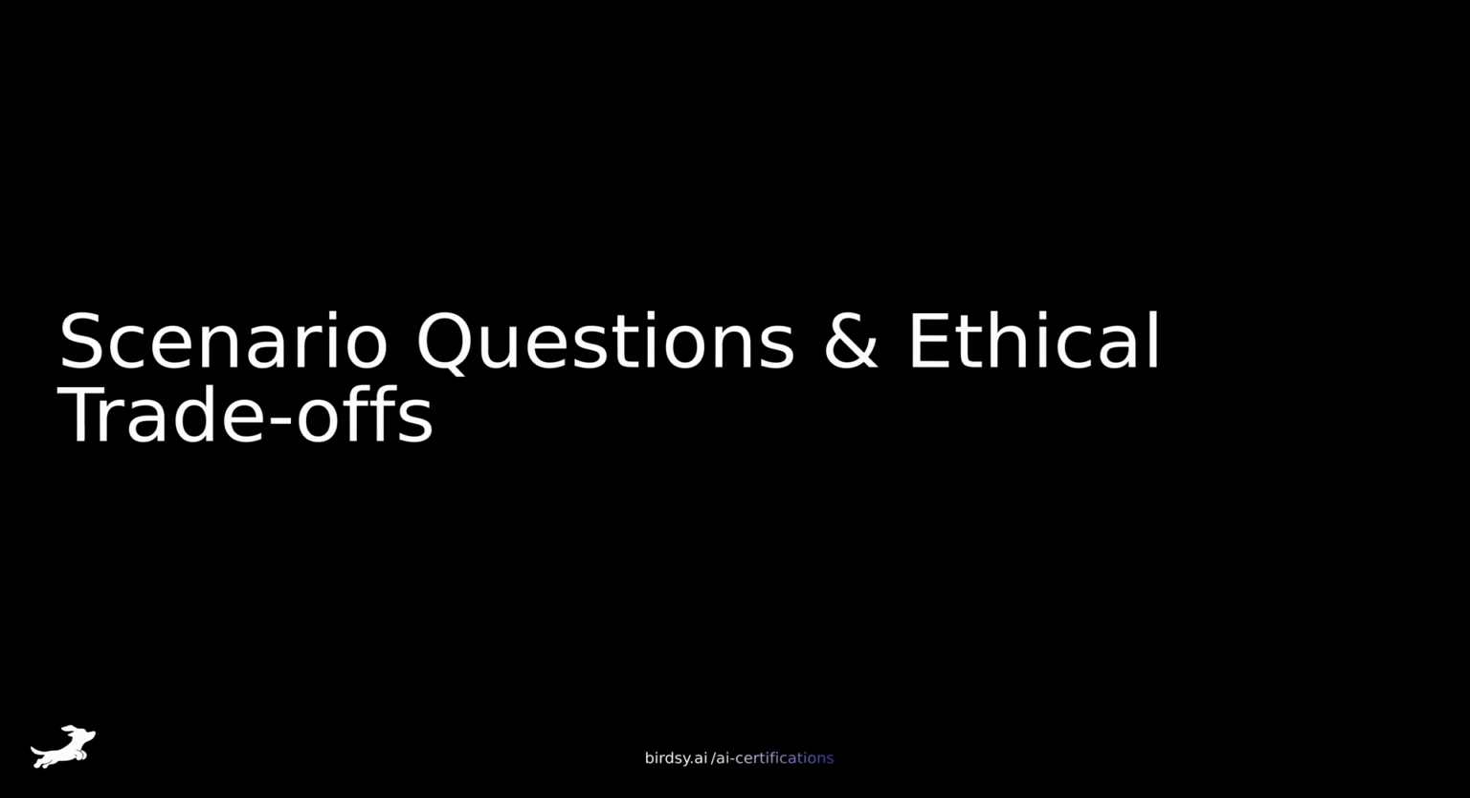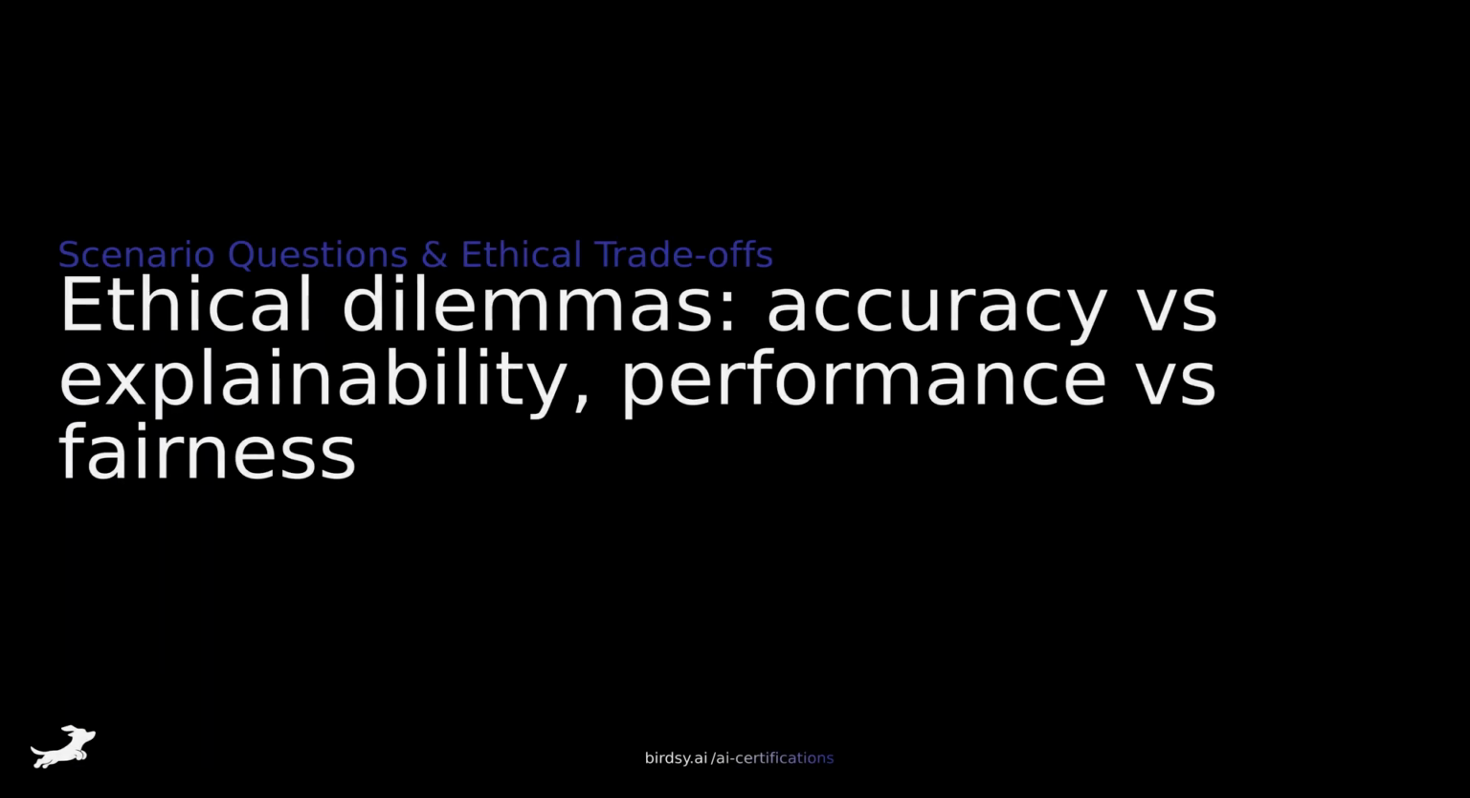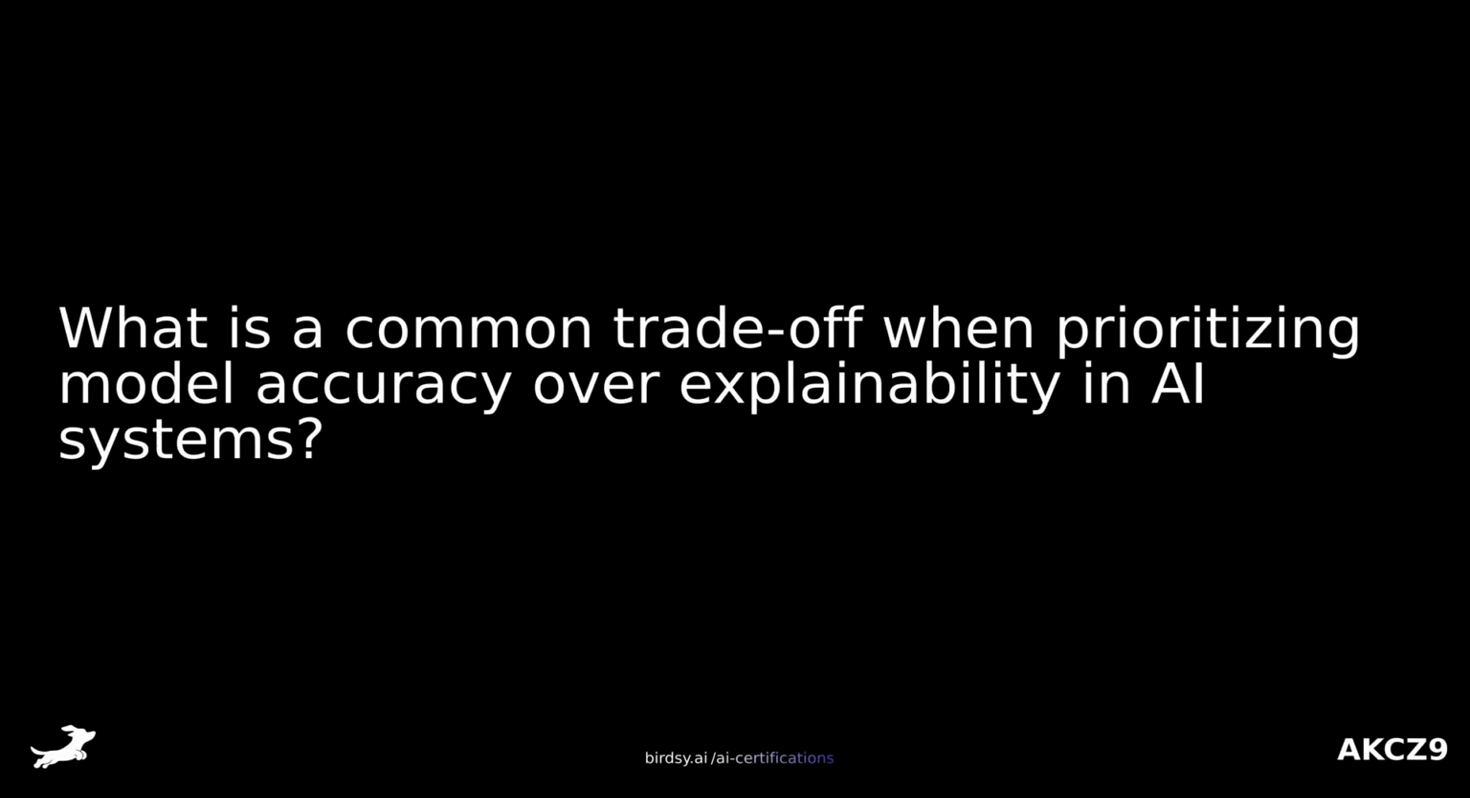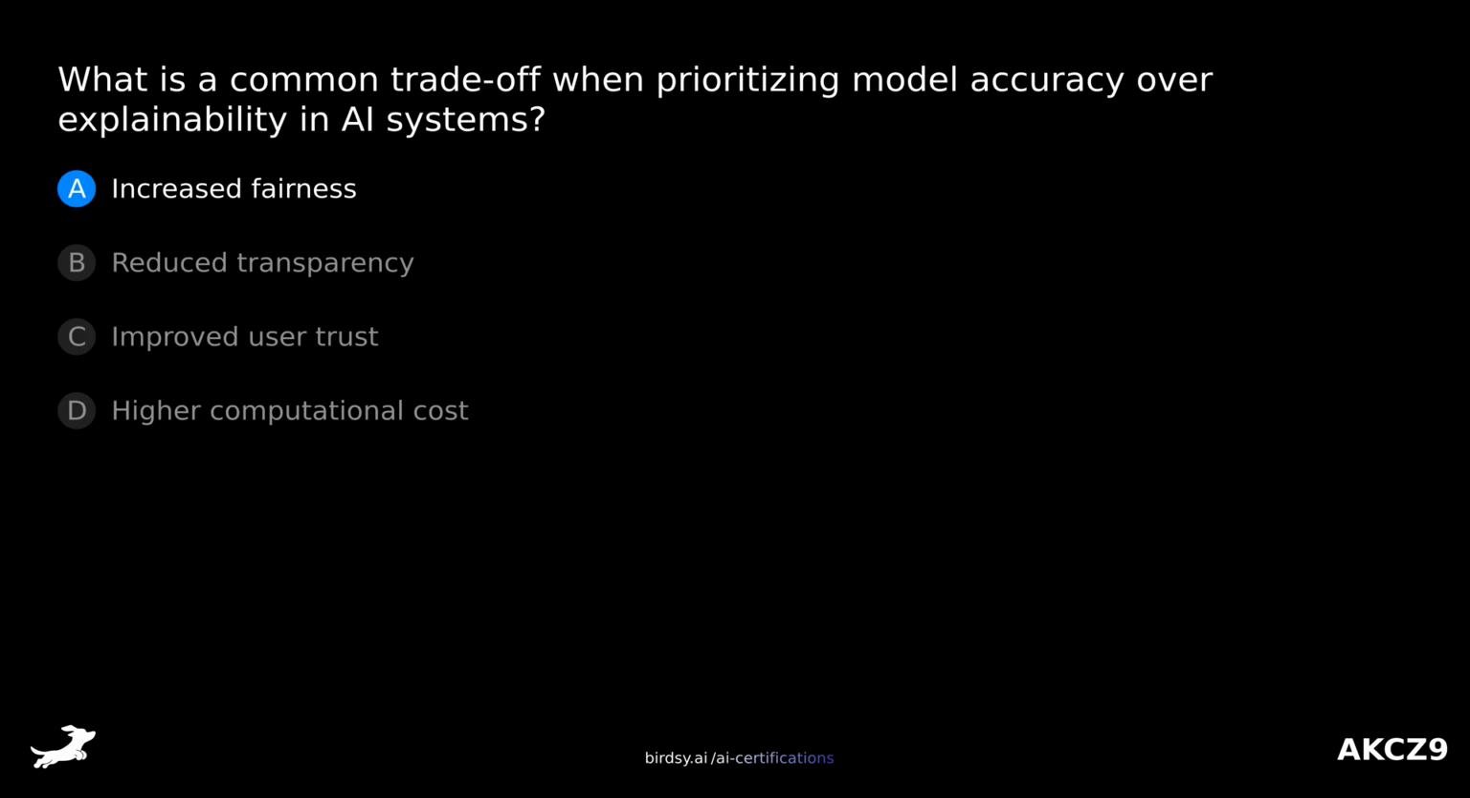Scenario questions and ethical trade-offs. Ethical dilemmas: accuracy versus explainability, performance versus fairness. What is a common trade-off when prioritizing model accuracy over explainability in AI systems? Is it A, increased fairness, B, reduced transparency, C, improved user trust, or D, higher computational cost? The answer is B, reduced transparency.